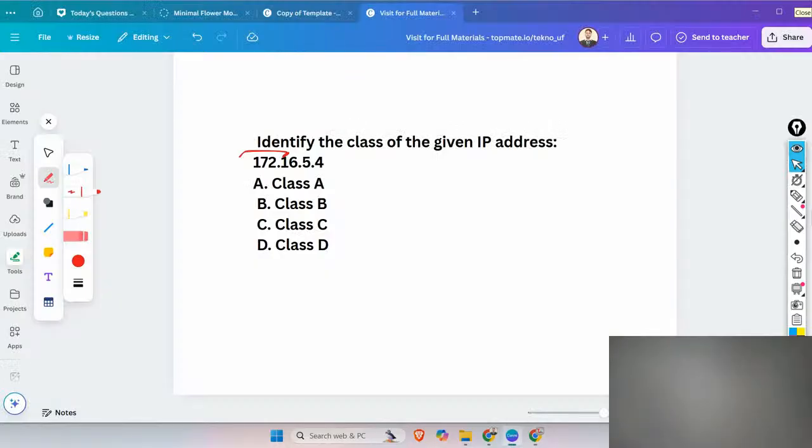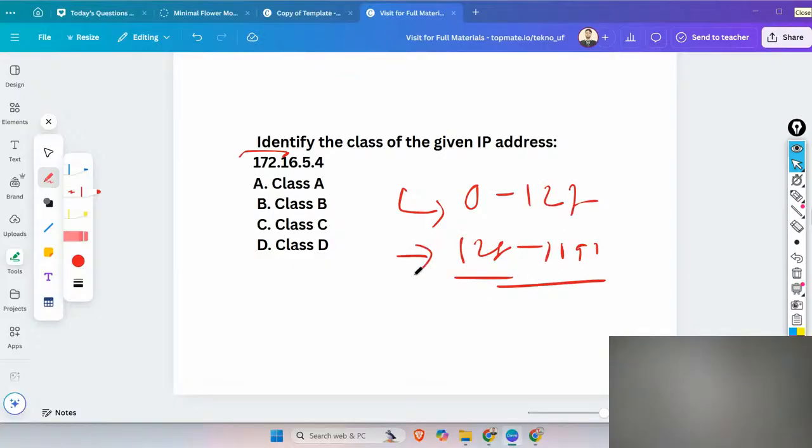Okay, so let me give the answer. It's belonging to 128 to 191. So that's why it is belonging to class B. So I hope you understood. This is the answer. Let me go to the next question.